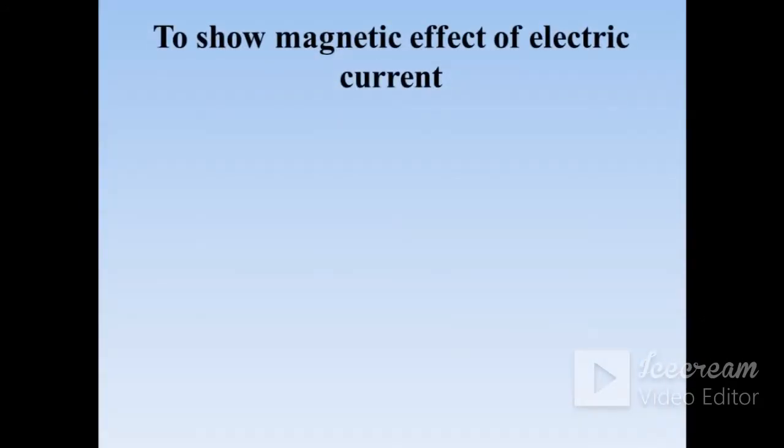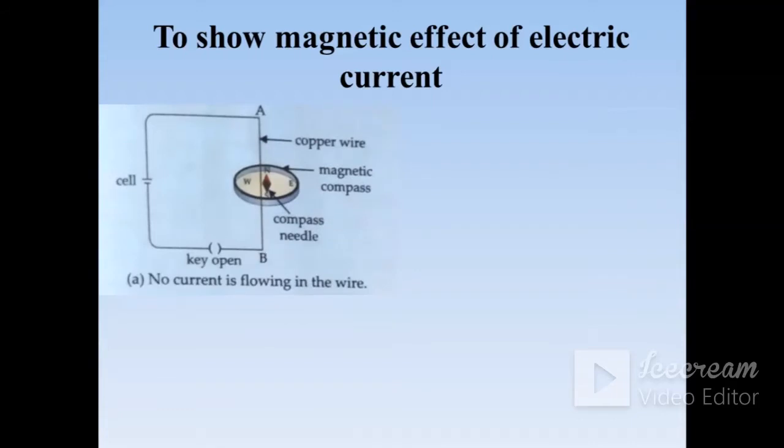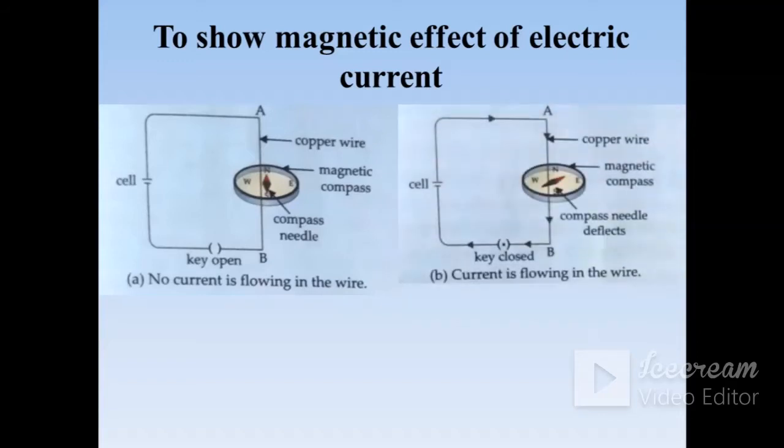Now to show the magnetic effect of the electric current, let's say there is a compass which is held near a copper wire and the key is open. That is when there is no current in the wire. Now as soon as the key is closed and the current starts to flow in the wire, what happens? The needle of the magnetic compass gets deflected from its original north-south direction and points in the other direction. So this shows that a current carrying wire behaves like a magnet and produces a magnetic field around it.